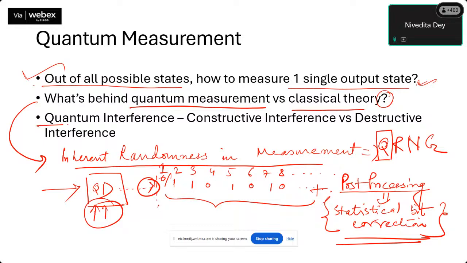And then comes another beautiful theory, which is quantum interference, where there are two different types of interference. I talked about it theoretically.